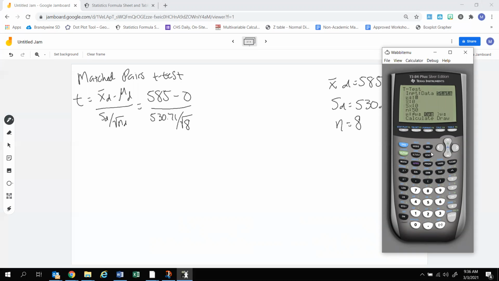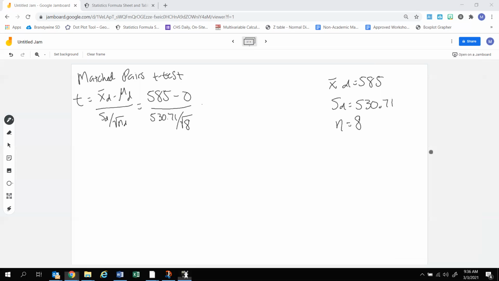All right. So our population average we're checking against is 0. Our sample mean is 585. Our standard deviation is 530.71. Our sample size is 8, and we are checking for greater than 0. Run it, and we get a t-score of 3.12 and a p-value of 0.008.